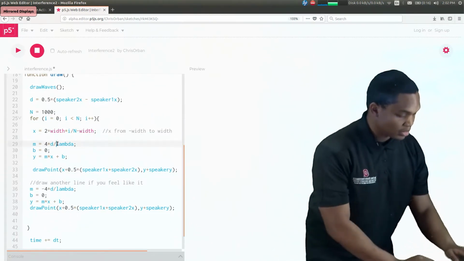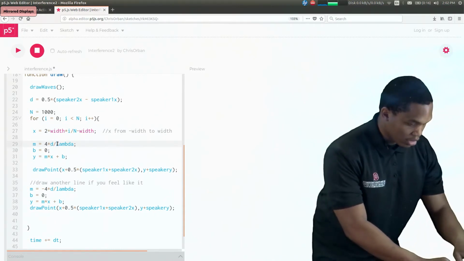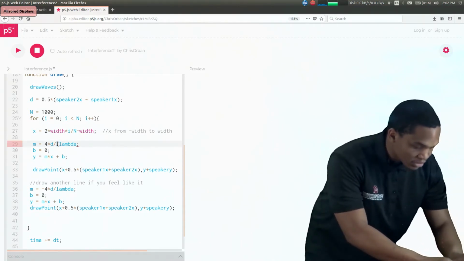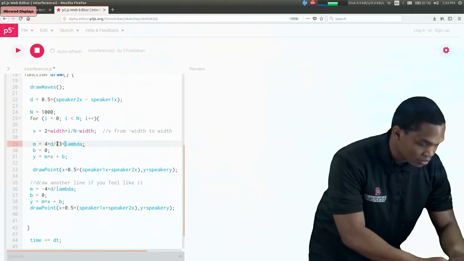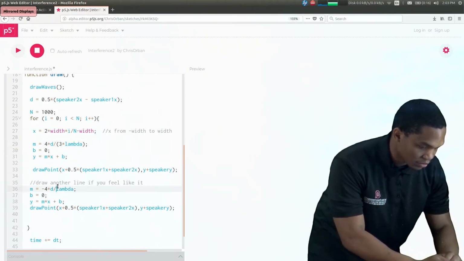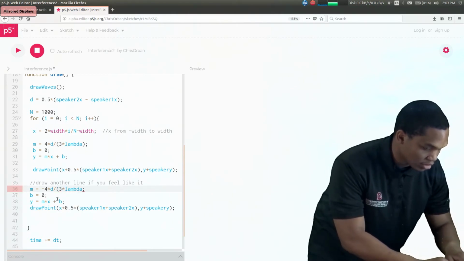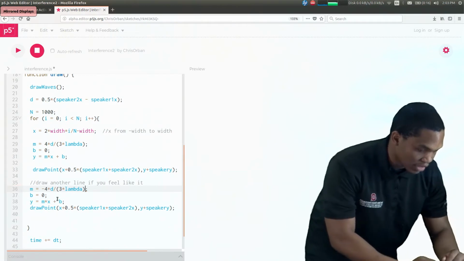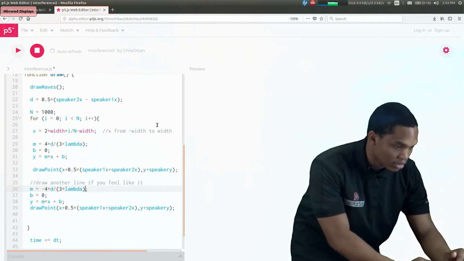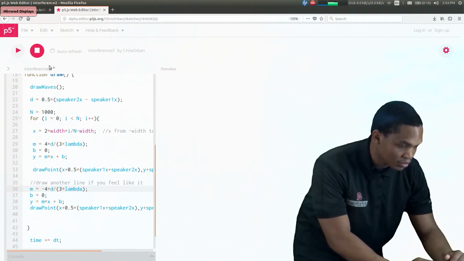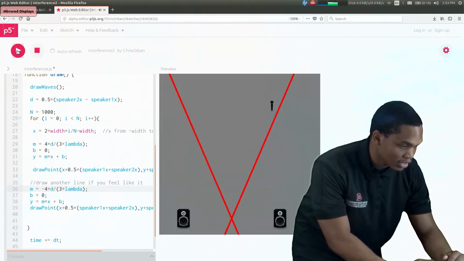So when you do this, remember, let's do it with parentheses. So it's 3 times lambda, and it's 3 times lambda. Okay, so there we go. Let's close this over. Let's play it.